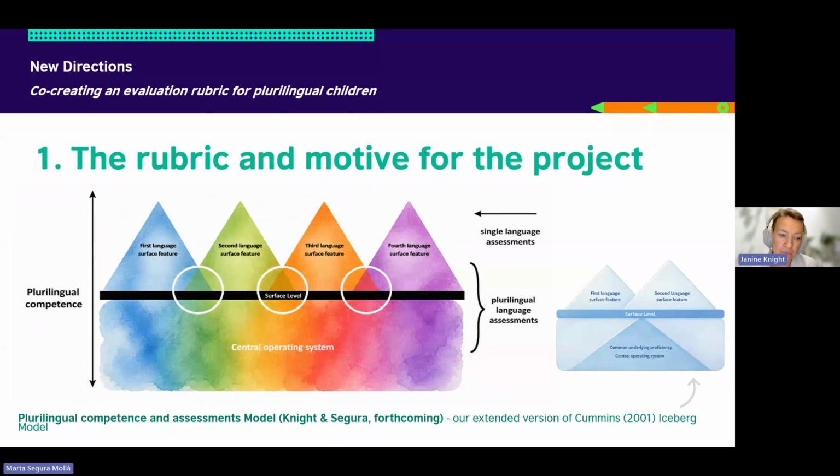So for us, what we wanted the rubric to capture were aspects that were both the visible practices involving 2 or more languages above the surface level, as well as some of the aspects of the cognitive processes that are connected to these practices. And this is represented by the white circles here in the diagram. And we also wanted the rubric to be inclusive of all the children's languages and not limited to 3 or 4 as implied in this diagram.